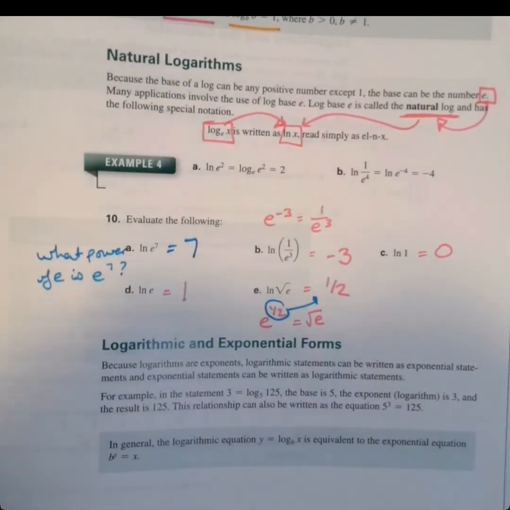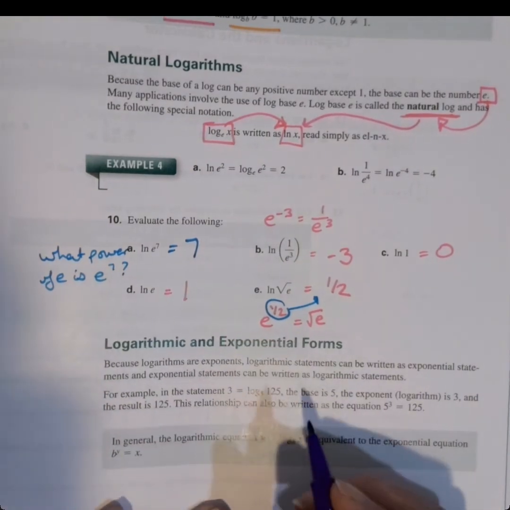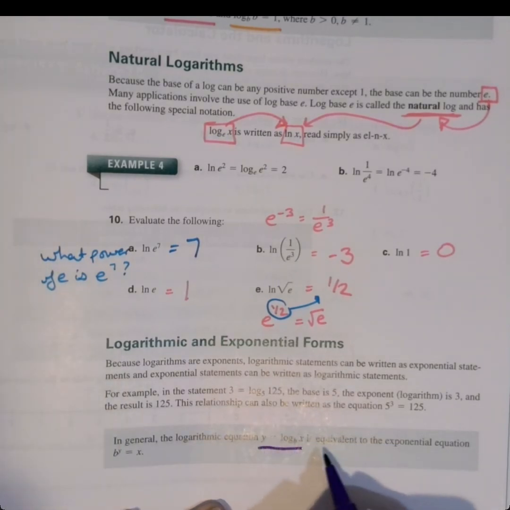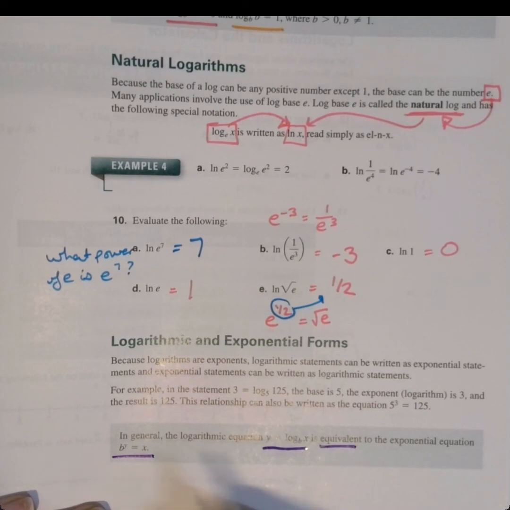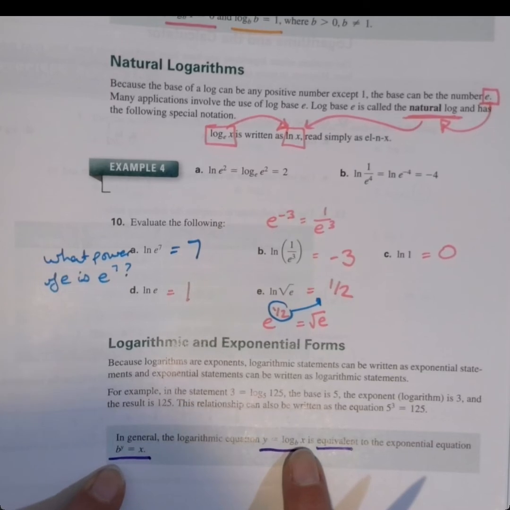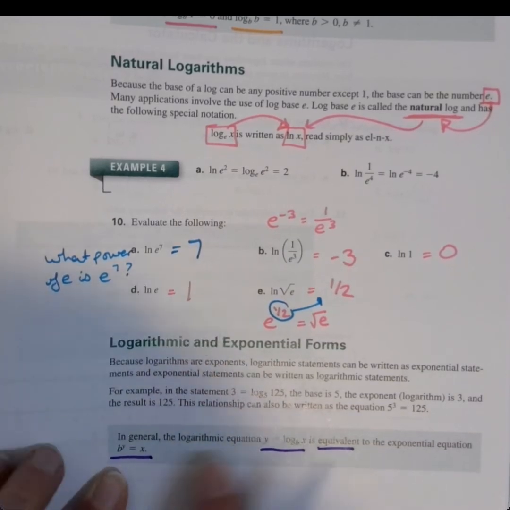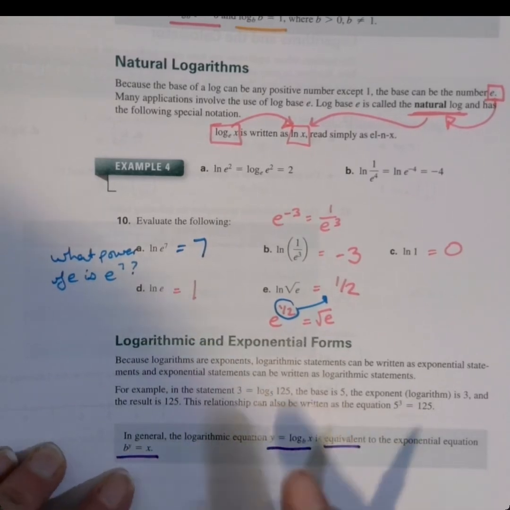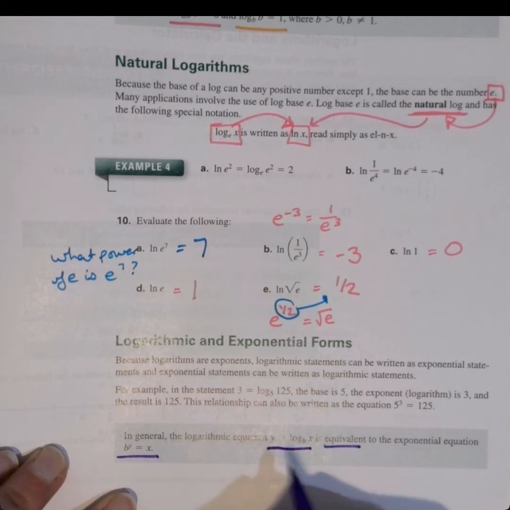All right, and bottom of the page, we have the equivalency here, that something of the form y equals log base b of x is equivalent to b to the y equals x. So the base is b in the logarithmic situation. The base is b in the exponential situation. So the base stays the same. The answer to the logarithm, y, is the power that you would raise the base to get the argument x. So these two are equivalent. So we're going to be switching things from their logarithmic form to their exponential form and vice versa.